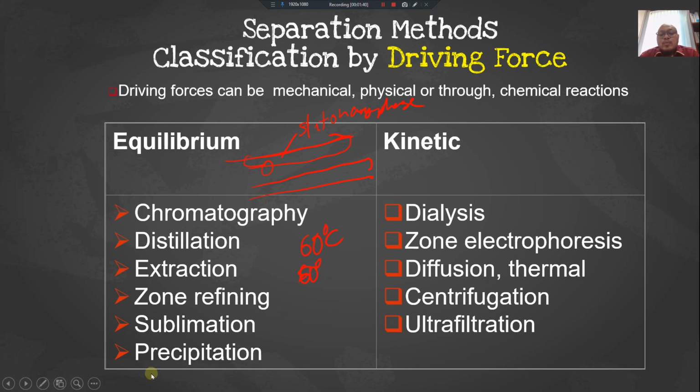Okay, same goes to precipitation. After you reach a certain concentration of reaction, a certain condition, then it can form precipitation. But for kinetic, it needs movement.